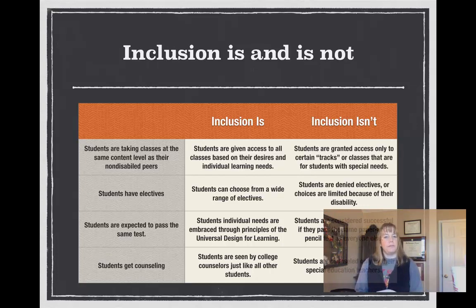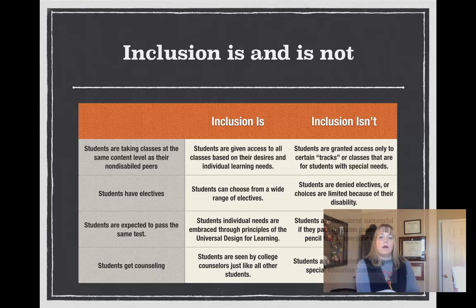And one of the things that I think most schools are not quite at yet, something that we need to work towards, is the last line that you see there, students getting counseling. This is talking about college counselors. So are students with special needs seen by college counselors just like all the other students, or are they only counseled about transition by their special ed teachers? That's one of the goals I have in this class, is how do we get there? How do we make sure that our students are being seen by those college counselors and that our high school counselors see that as a benefit?